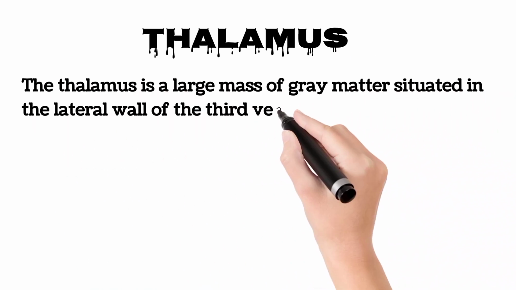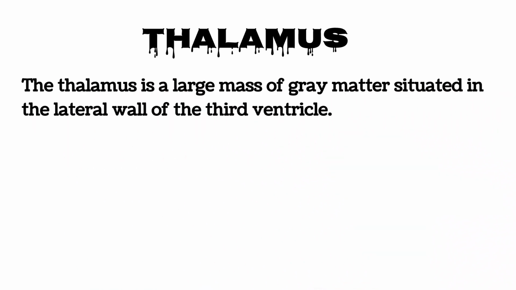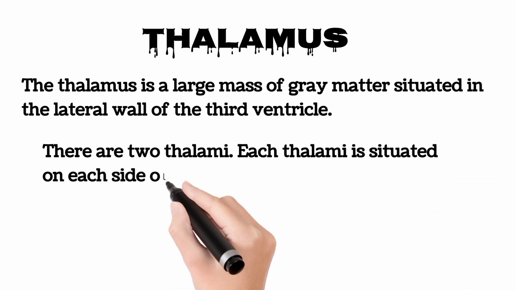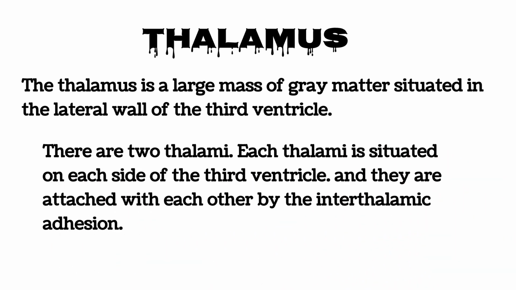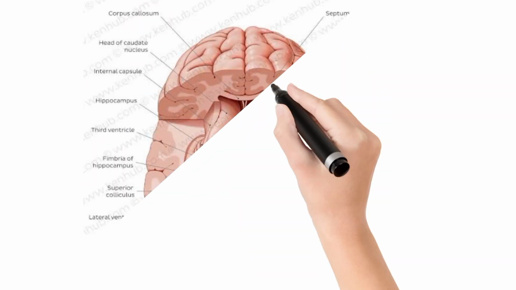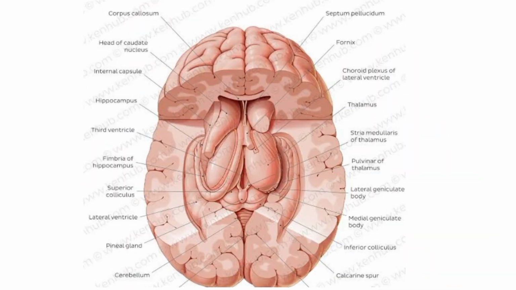The thalamus is a large mass of grey matter situated in the lateral wall of the third ventricle, and there are two thalami connected by interthalamic adhesion. Here we can see two thalami connected with each other by interthalamic adhesion.